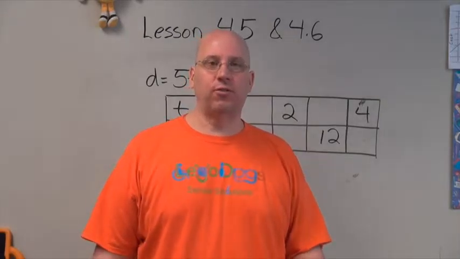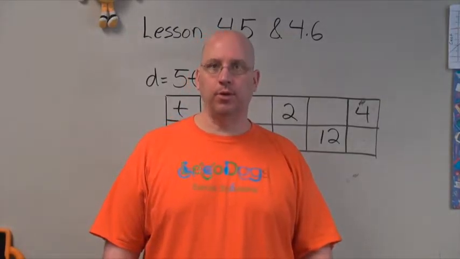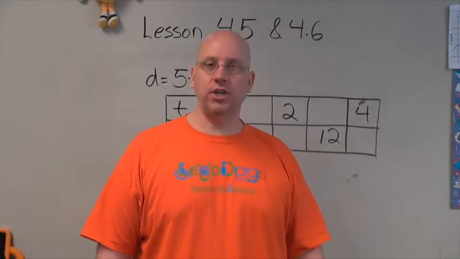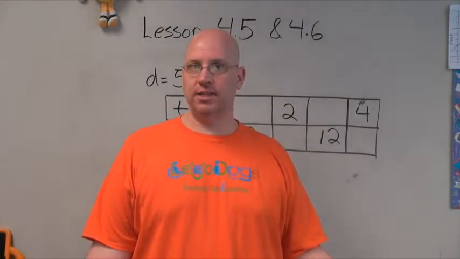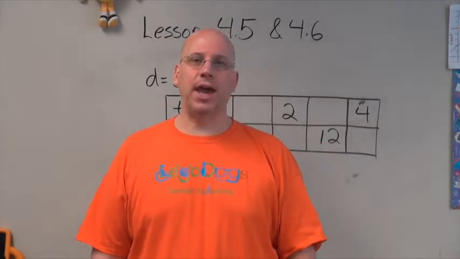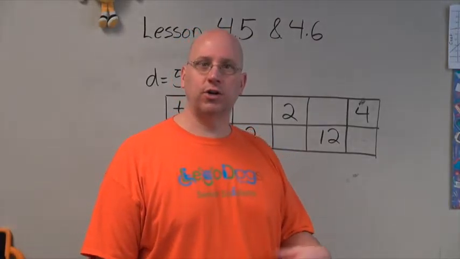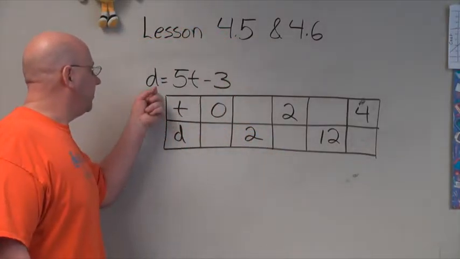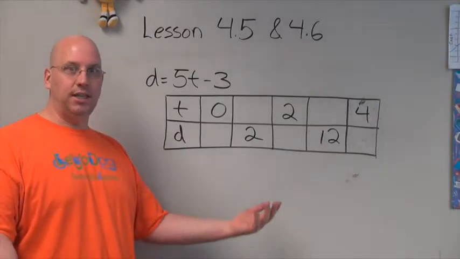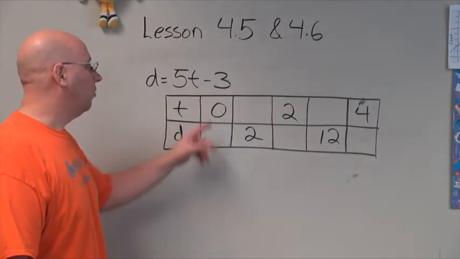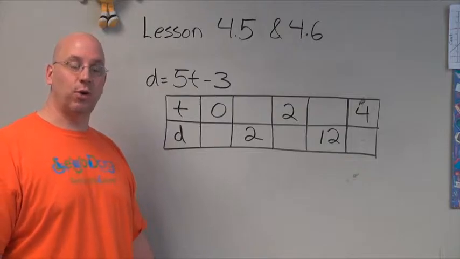Lessons 4.5 and 4.6 have to do with tables. You're given an equation and you're asked to fill out the table. It's that simple. But I want to point out a neat little pattern in the table that, if you know it, might help you to fill it out. So first, let's take a look at this one here. Distance is equal to 5 times t, the time I'm assuming, minus 3. We have an initial value of minus 3, so we're graphing it.